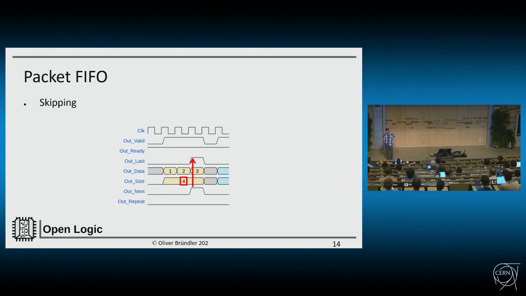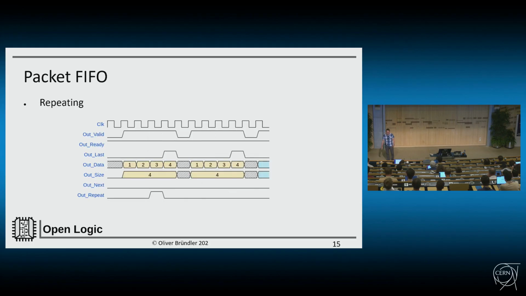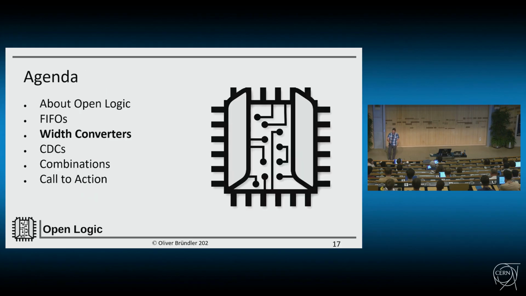You can skip packets. We see here a packet that has a size of 4 words, and after 3 we say, yeah, I'm not going to use that packet, I skip it, and then you don't get more data out of it, and you get the next packet immediately. And you can also repeat packets, so if in the middle of a packet you feel like, oh, I need that packet again, probably something went wrong, I need to retransmit it, you can signal this, and you get another copy of exactly the same packet. As said, very useful for protocol engines, retransmission and the likes.